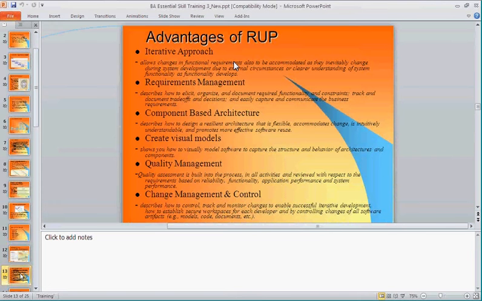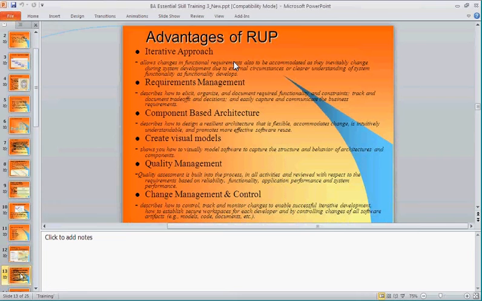This is why Rational came up with the RUP methodology. First, it is an iterative approach. Rational Inc. realized that in order to improve the quality, you can't hope to get it right the first time, right? So you want it to be an iterative process, which means that you may have to change your requirements in order to pursue good quality.